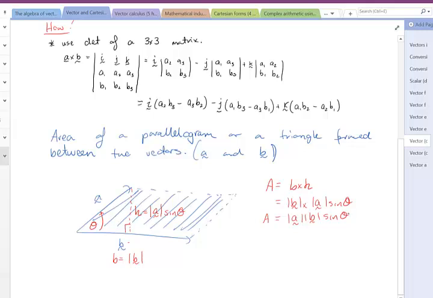Now, because we're not worried about the direction here and we just want the value, we're going to say that the area of a parallelogram is equal to the magnitude of the cross product of A and B. And because the triangle is just half of that parallelogram, the area of a triangle is equal to 1/2 magnitude of A cross B. Okay, as simple as that. Let's look at some examples.